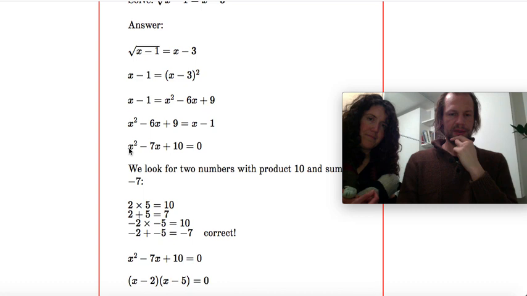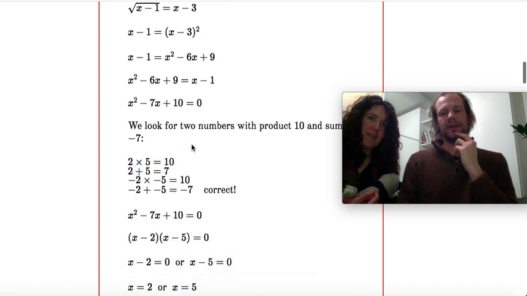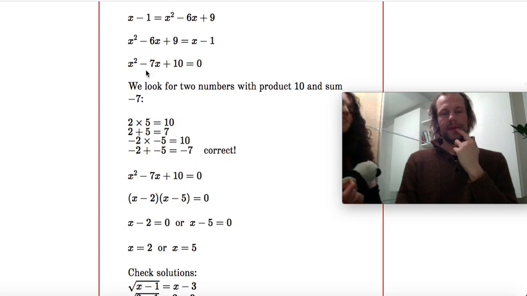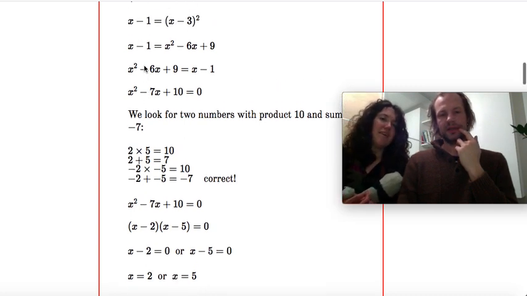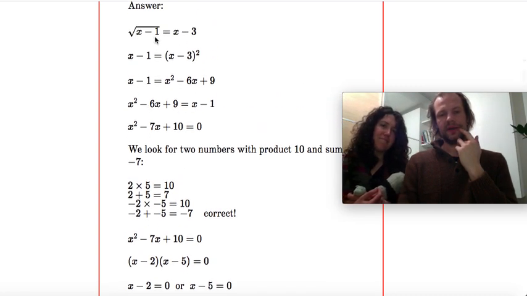Quadratic equation. So we're going to solve this. Now I'm confused. I want to solve this x. If we find this x, we find this x.